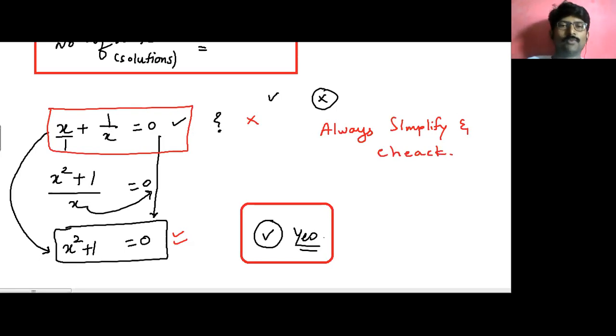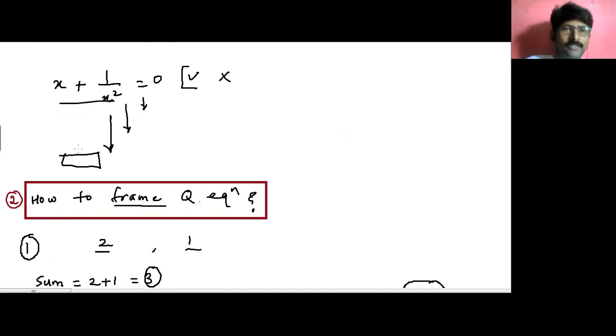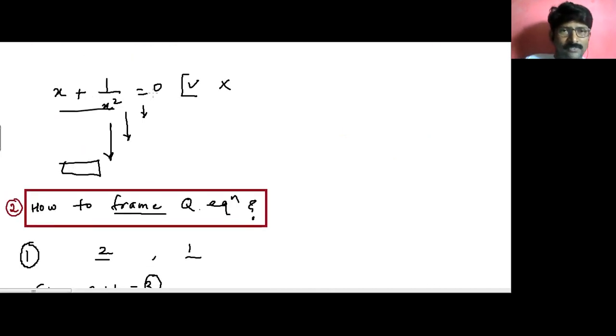Okay. Let's move ahead. So is x plus 1 upon x square is equal to 0 a quadratic equation? Say yes or no. Is x plus 1 upon x square is equal to 0 a quadratic equation? Of course, when you simplify this further, you're going to get that x square into x will become x cube plus 1.